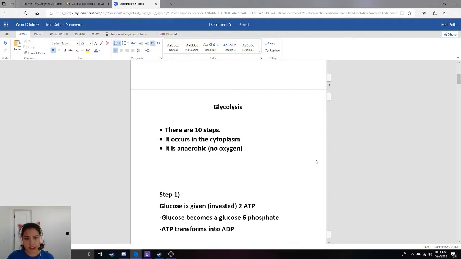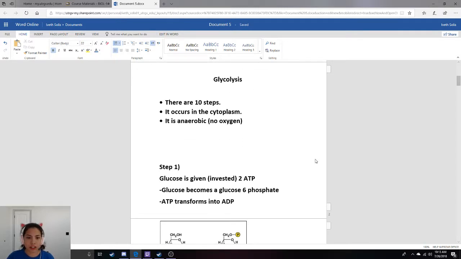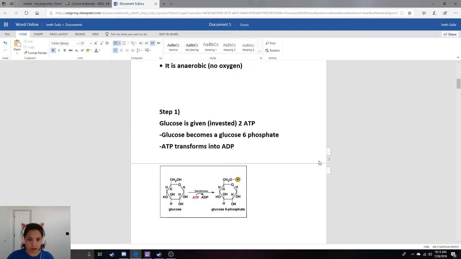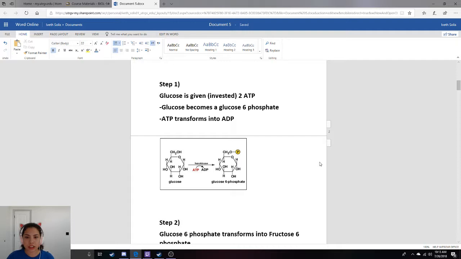So there's 10 steps to glycolysis, and glycolysis occurs in the cytoplasm, and it is an anaerobic process, so there's no oxygen involved. In step 1, there are 2 ATPs that are invested in the glucose. The glucose becomes a 6-phosphate, and the ATP transforms into ADP.